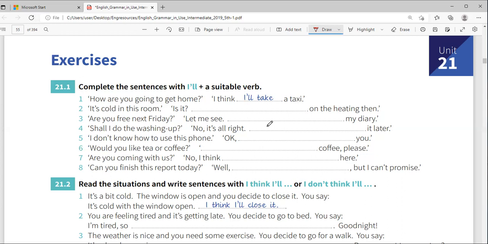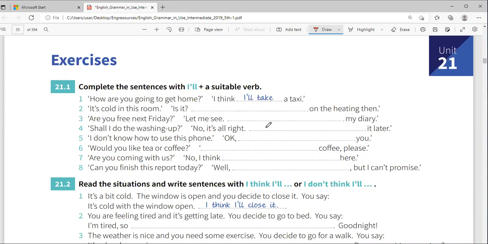Shamsa, 5. I don't know how to use this phone. Okay. Your friend says okay. I will help you. Also, I will show you. You know, they're the same. I'll help you. I'll show you. They're all the same. Number 6.